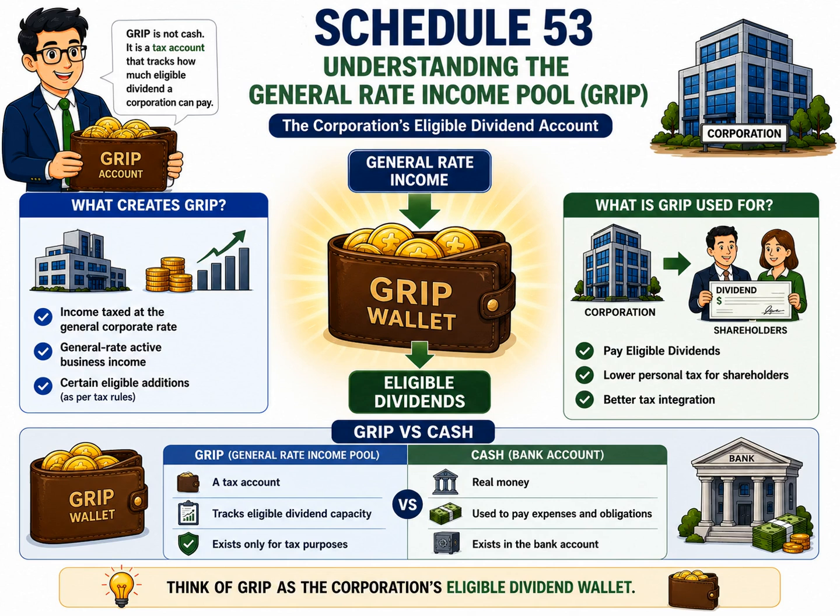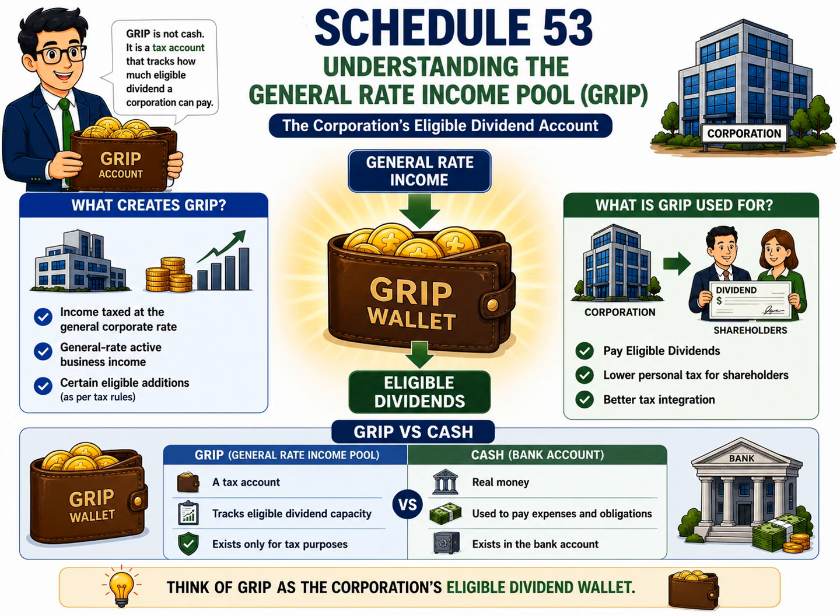So, how is GRIP created? Whenever a corporation earns active business income that is taxed at the general corporate tax rate, that income generally increases the corporation's GRIP balance. In other words, profits that have already been taxed at the higher general corporate tax rate build up the corporation's capacity to pay eligible dividends in the future.